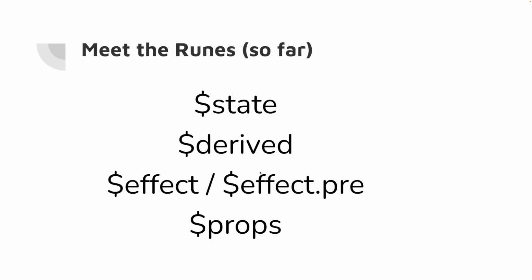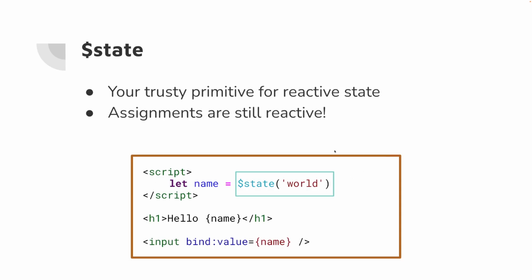So, meet the runes. So far, we've got $state, $derived, $effect, as well as $effect.pre, and props. What do these do? State is your trusty primitive for reactive state, so assignments are still reactive. Highlighted in the snippet below, you have your top-level variables, and you make them reactive by explicitly casting the rune $state. In your code below in the markup, I have an input called bind value. So anytime this input changes, the name variable also changes and causes a re-render. So assignments and binding are both still reactive. That concept of Svelte has been retained.